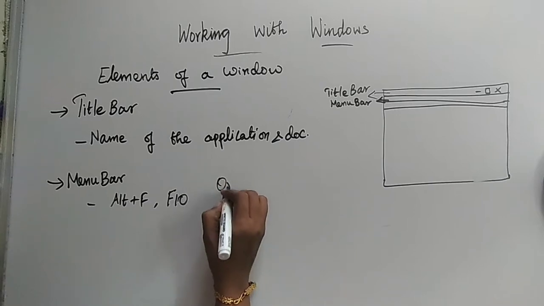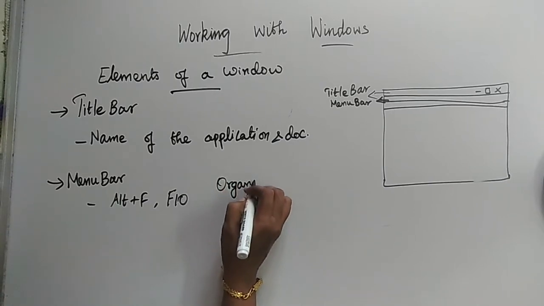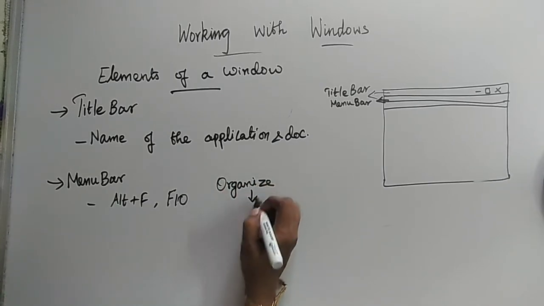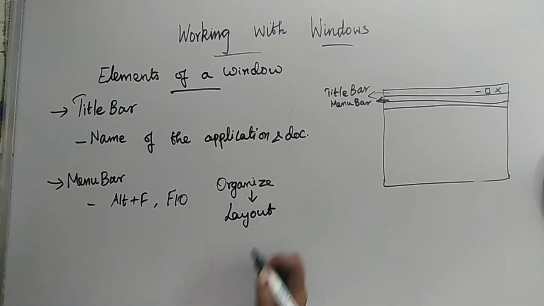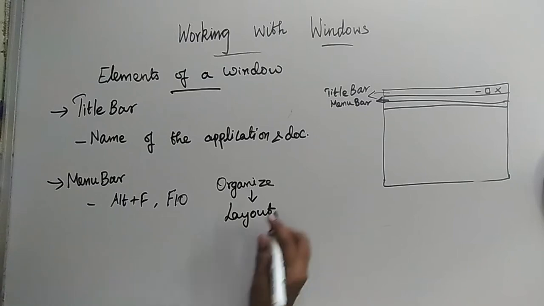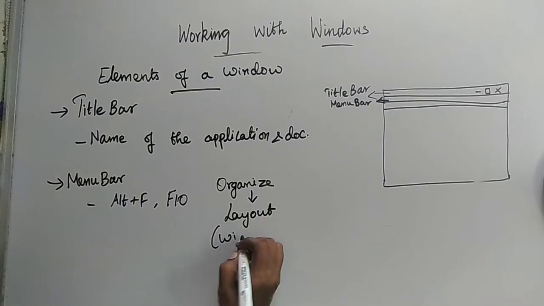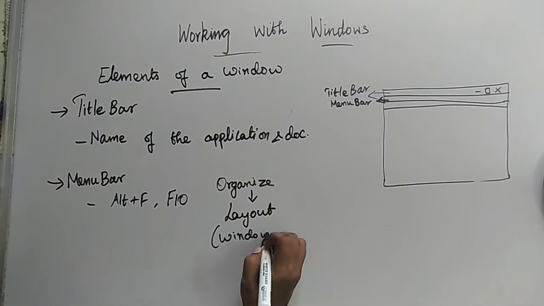That is, you have to click Organize. From that, you have to select Layout. This option is in Windows 7. By clicking this, the menu bar will be displayed for you. So, clear with this one?